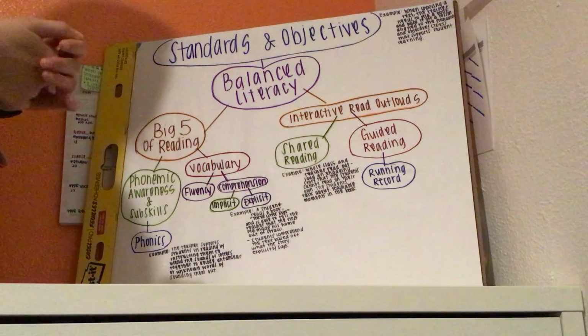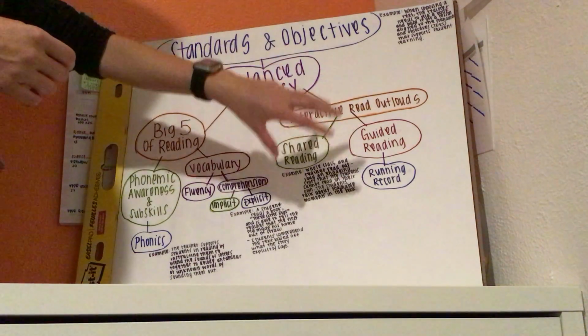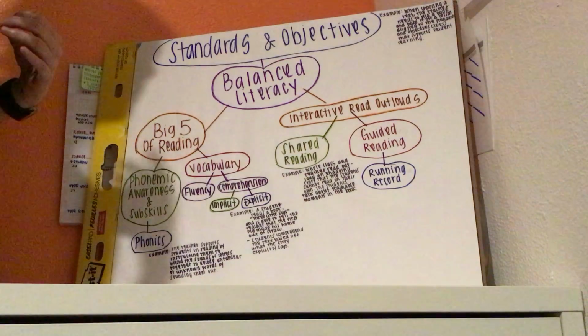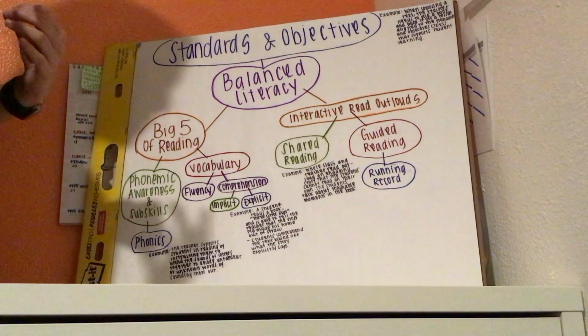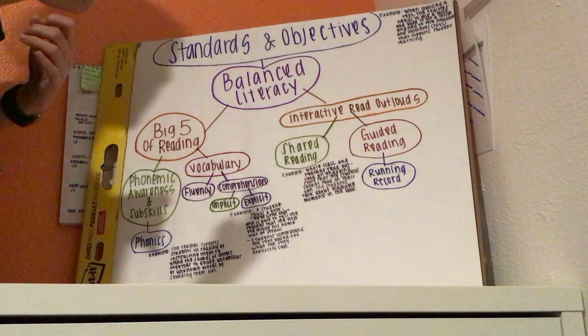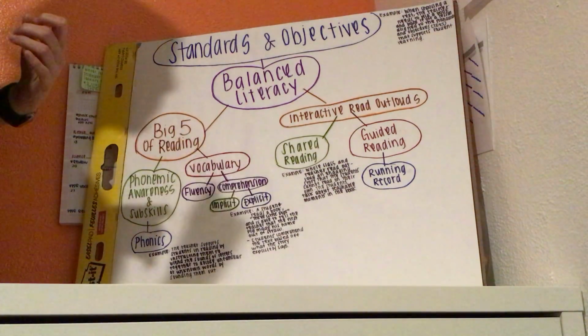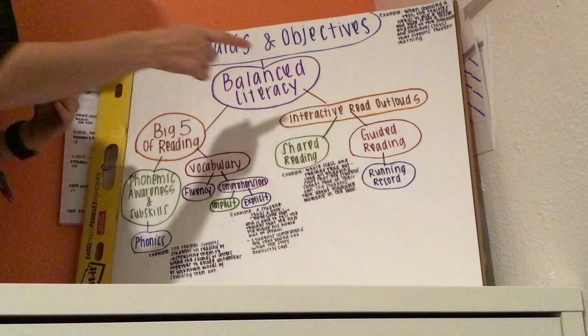So when we move on to balanced literacy, interactive read-alouds is an important part of that because interactive read-alouds gives the students the opportunity to read themselves and be a part of the text. And in turn of that, the teacher is always going to have to base what book they use and what strategies they use for the interactive read-alouds off the standards and objectives.